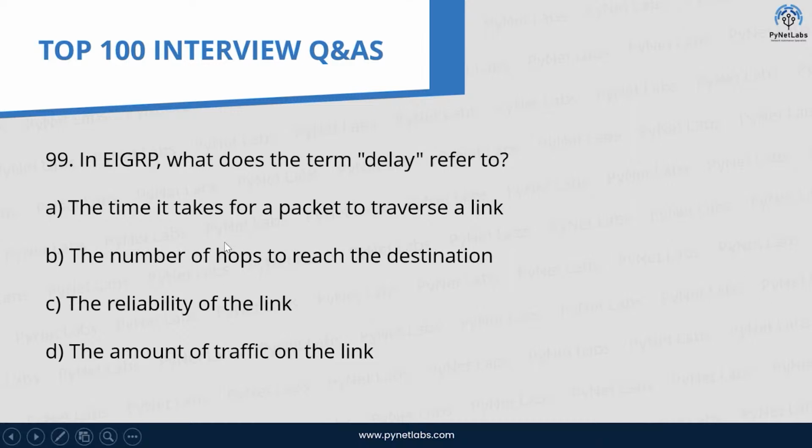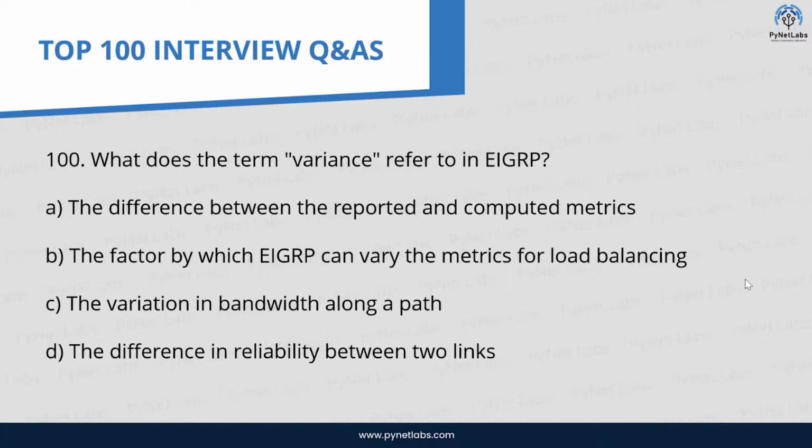Now we have the last question, question number 100, for this quick Q&A series of Day 10. Going to the last question, what does the term variance refer to in EIGRP? So the difference between reported and computed metrics, no, not really. The factor by which EIGRP can vary the metric for load balancing, the variation in bandwidth along the path, the difference in reliability between two links.